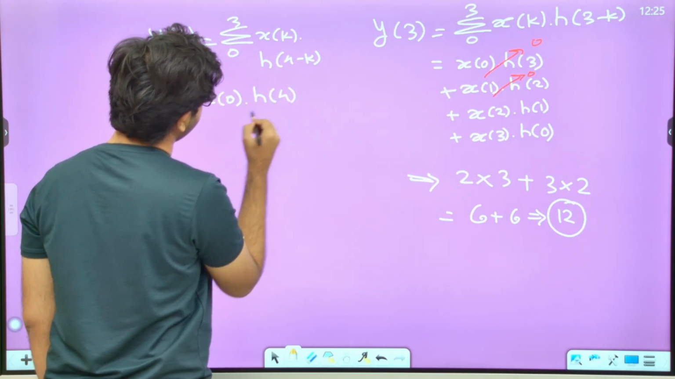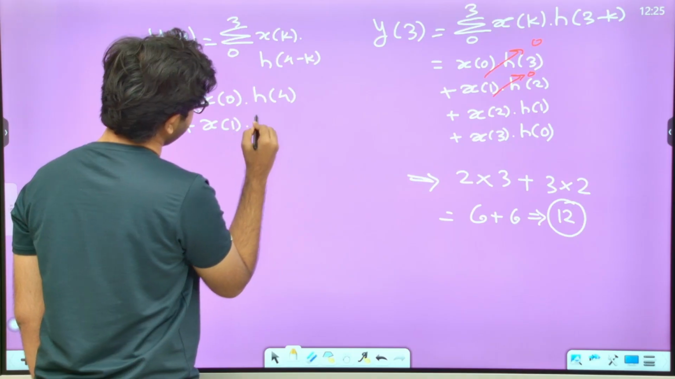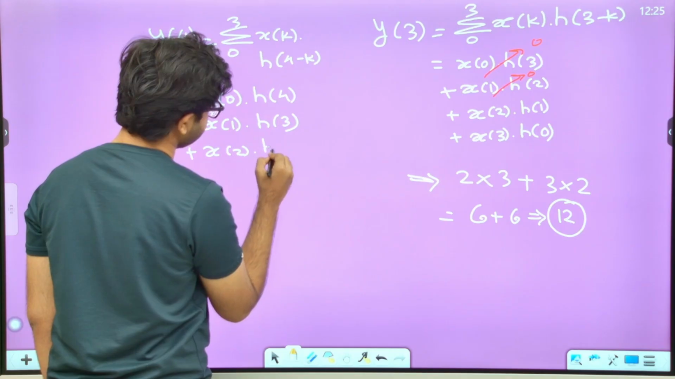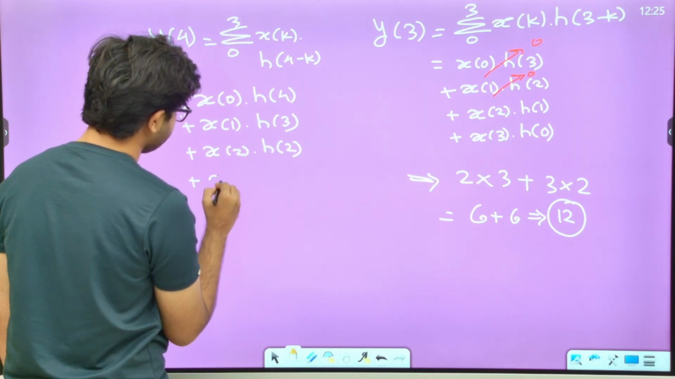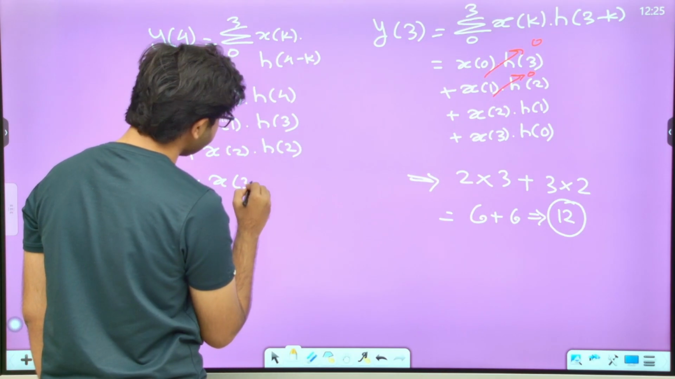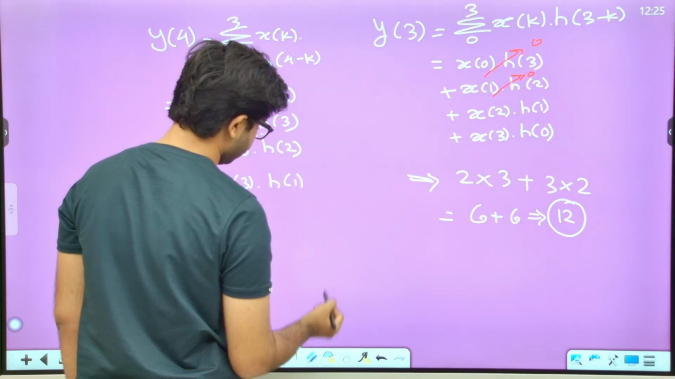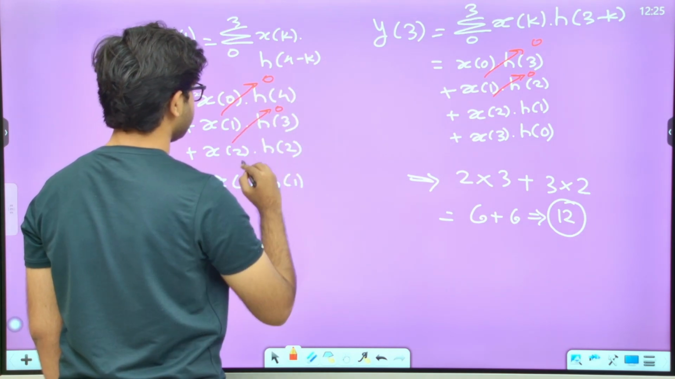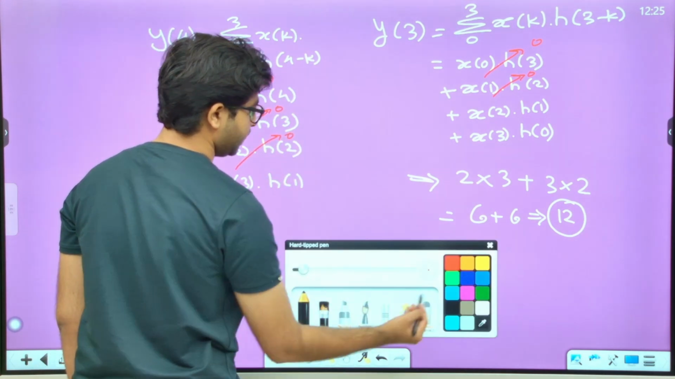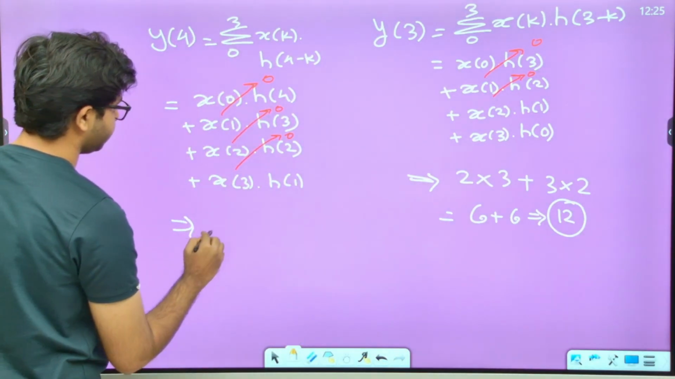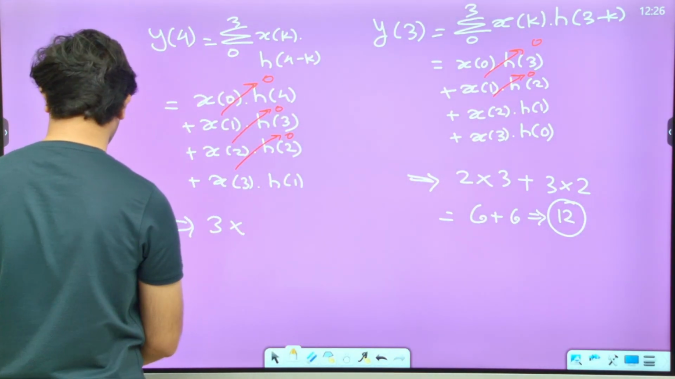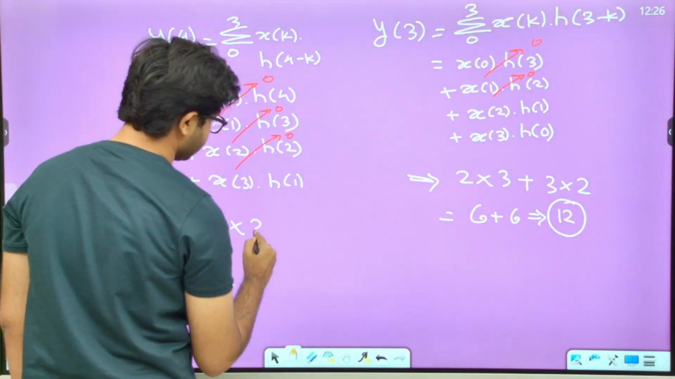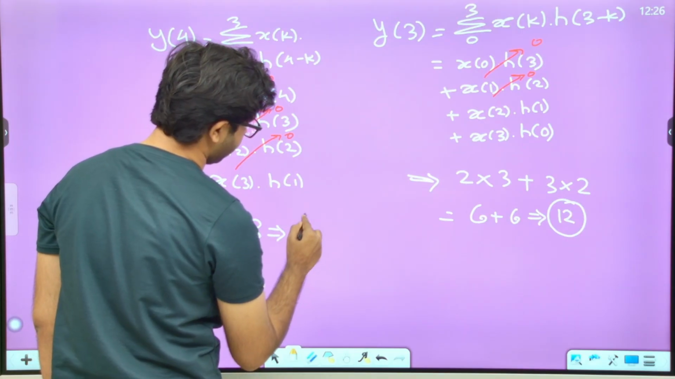So this will be x of 0 h of 4 plus x of 1 h of 3 plus x of 2 h of 2 plus x of 3 h of 1. By decoding it, this will be 0, this will be 0, this will be 0. Only one term to calculate, and x of 3 is 3, I guess, and h of 1 is also 3. So this will be 9.